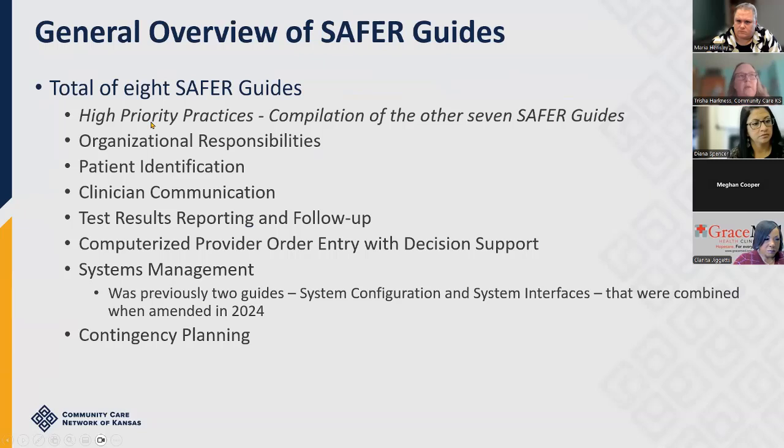The high priority practices that we're going through is a compilation of the other 7 SAFER Guides. It took pieces from everything else and put it together. I believe there are 16 of those high priority practices. The other SAFER Guides are organizational responsibilities, patient identification, clinician communication, test results reporting and follow-up, CPOE with decision support, systems management, and contingency planning. The systems management guide used to be two separate ones, system configuration and system interfaces. They combined them when they were amended in 2024. The updates were completed for the 2025 version of these documents in August of 2024.